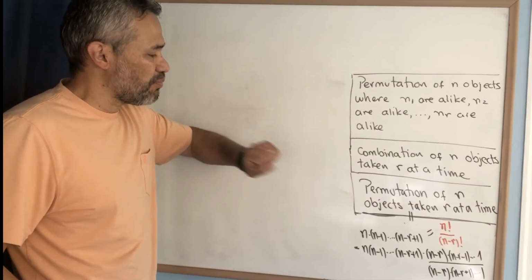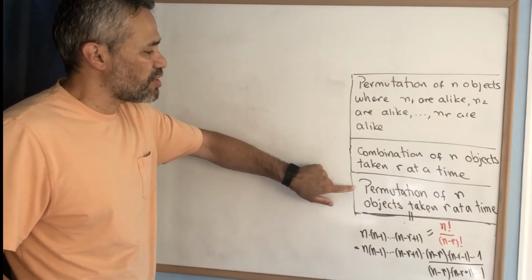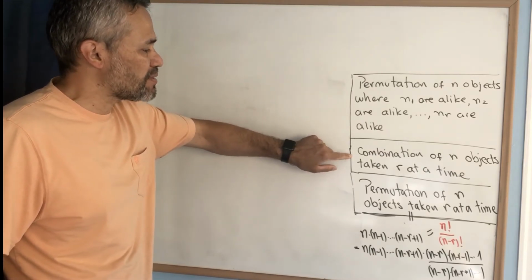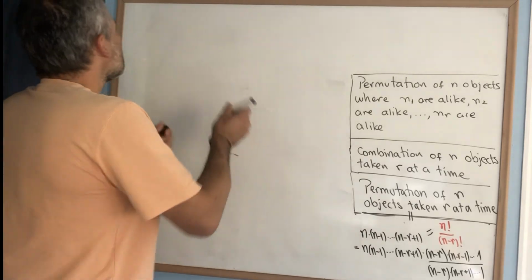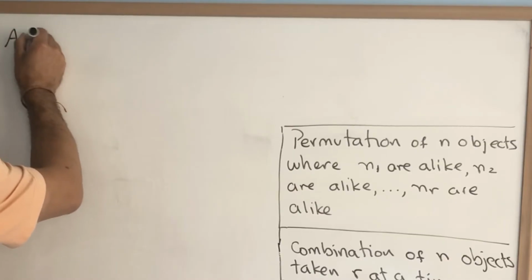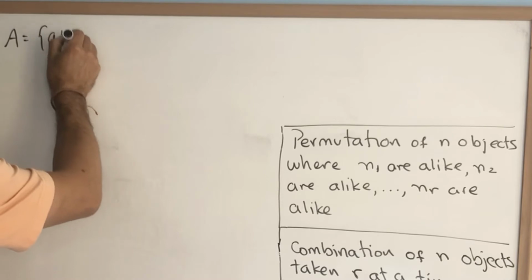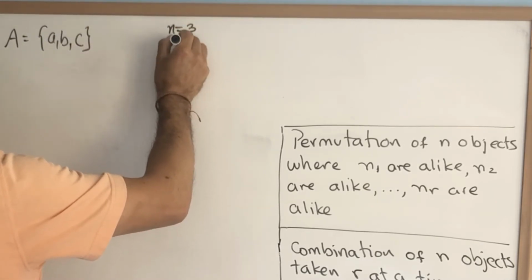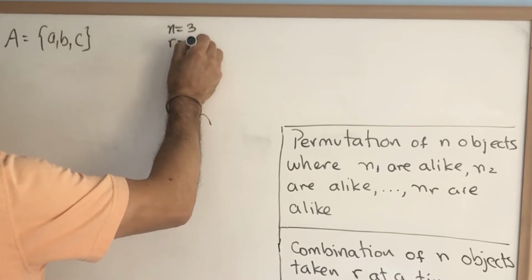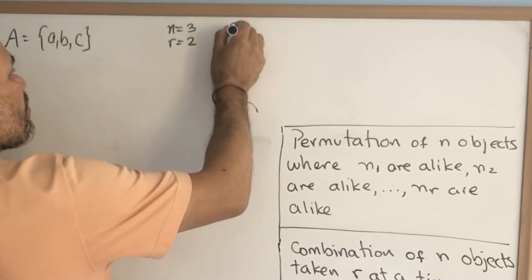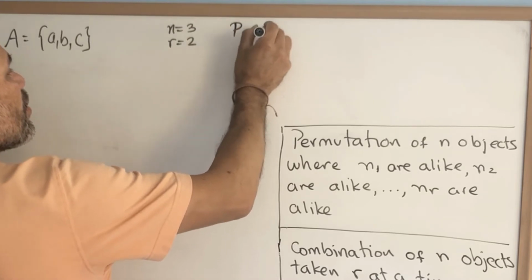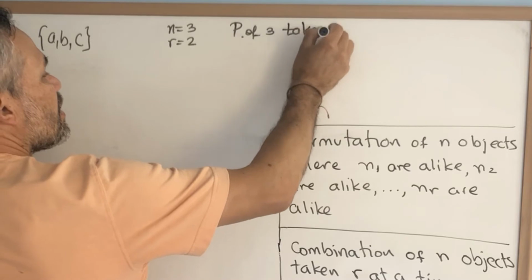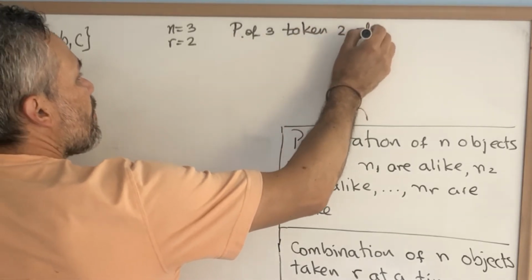Let's continue with an example that shows the difference between permutation of n objects taking r at a time and combination of n objects taking r at a time. Let's suppose that we have the set A equal to {A, B, C}. In this case, n is equal to 3, and let's suppose that r is equal to 2. And let's do the permutation of 3 objects taken 2 at a time.